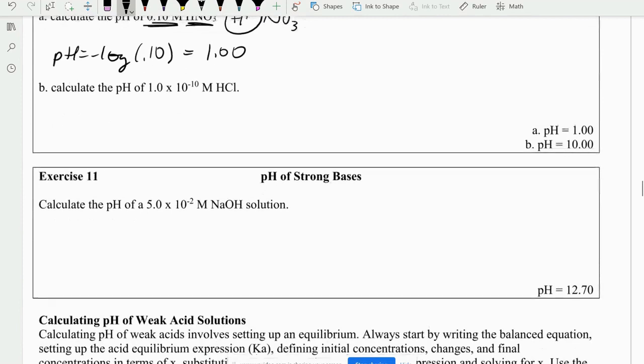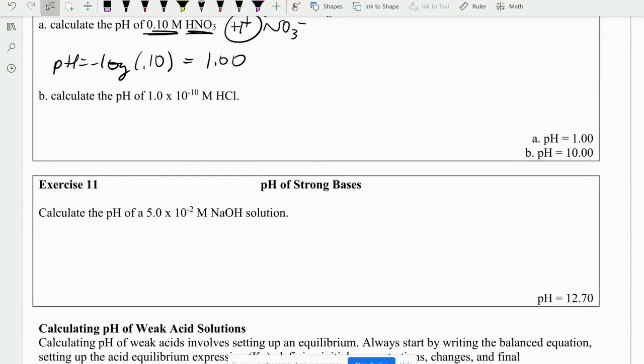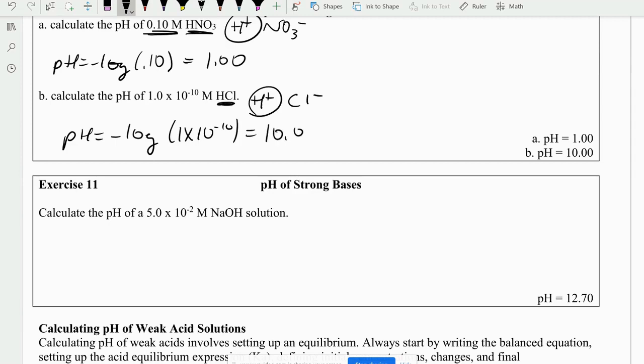Pretty simple there. Now it wants us to calculate the pH of another acid. You can see hydrochloric, it's a strong acid. It's going to completely dissociate, leaving in solution that acidic hydrogen. All right, and again, follow the same thing you did just before, and you should get a pH of 10. So this one would be pretty basic, okay, alkaline.